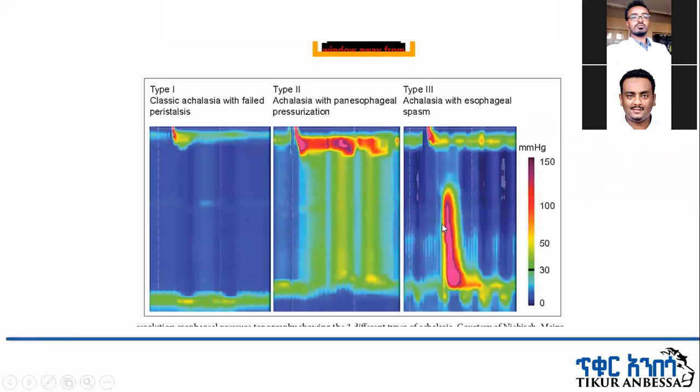In type 3, again, there is esophageal spasm. As you can see, almost more than half of the esophagus is in this red color. That means it's contracting very vigorously. So it's esophageal spasm. Again, food cannot pass down. But classically, achalasia is defined by the failure of relaxation of the lower esophageal sphincter with impediment in the progression of the peristalsis.